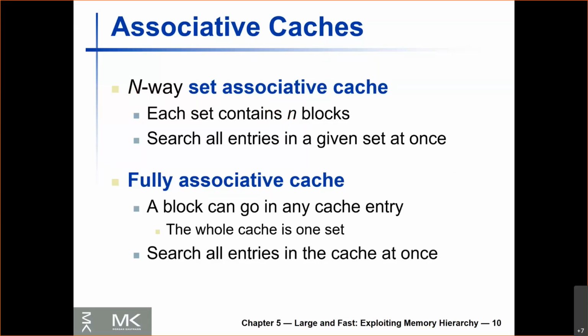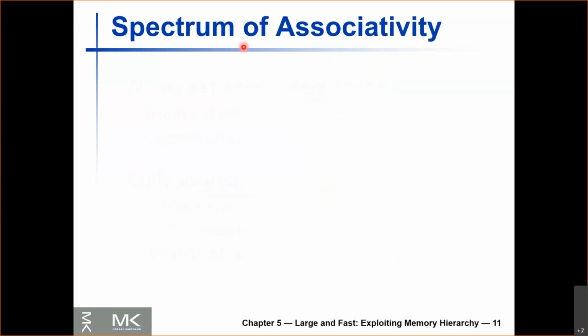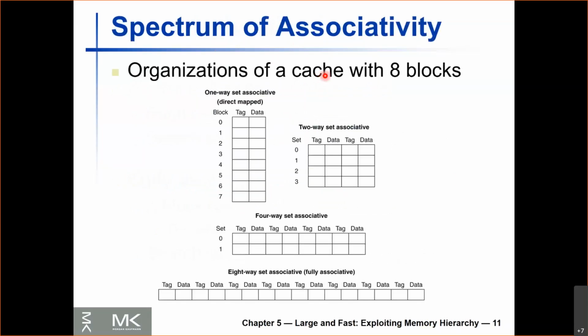So the spectrum of associativity. If I have a cache with 8 blocks, there are different ways I can organize this cache. I can organize it as a direct mapped cache, which is also a one-way set associative cache, where I have 8 sets and every set has 1 block. So this is a direct mapped cache.